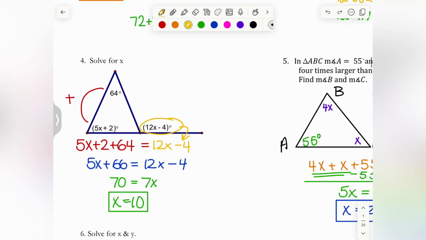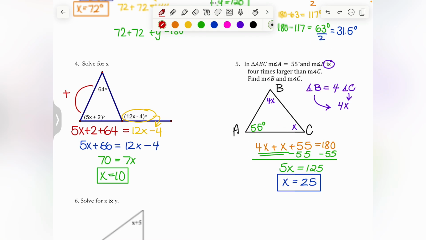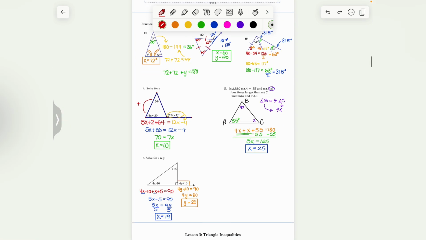And then number 4, the exterior angles theorem. So I do add these 2 together, and I set it equal to this outside angle. When you solve, you get x equals 10. So I'm sure Sammy did a great job explaining that.